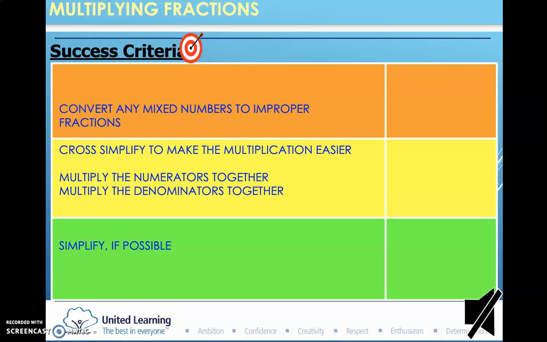Here's our success criteria for the lesson. So again, we need to look at being able to convert mixed numbers into improper fractions, same as last lesson. We need to look at cross-simplification to make our multiplications easier. Then we just multiply all the numerators together and multiply all the denominators together and then simplify.